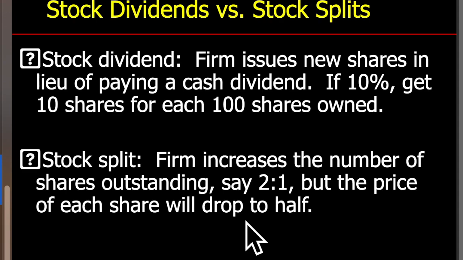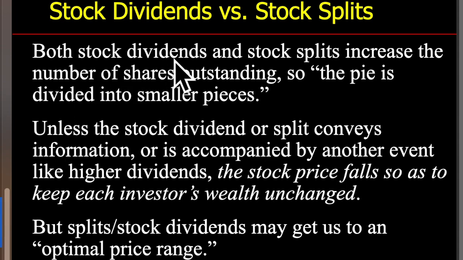The effect is that once the number of shares increases, then the value of each share will drop. So if the share price is $4 per share, and you have 100 shares, if the stock split takes place and increases your stock to 200, then the price of the shares will drop to 2. That is from 4 to 2. As both stock dividend and stock split increase the number of shares outstanding, the pie is divided into smaller pieces.